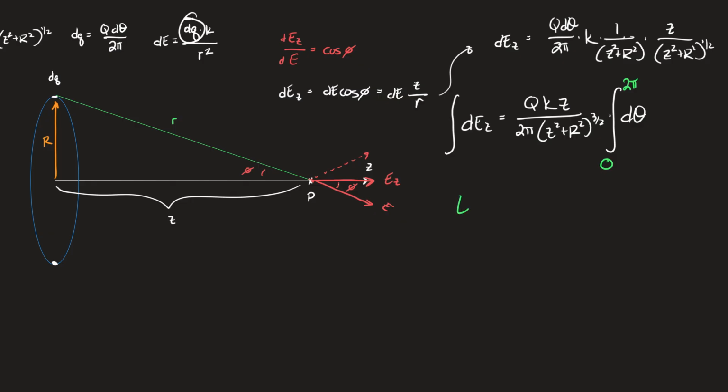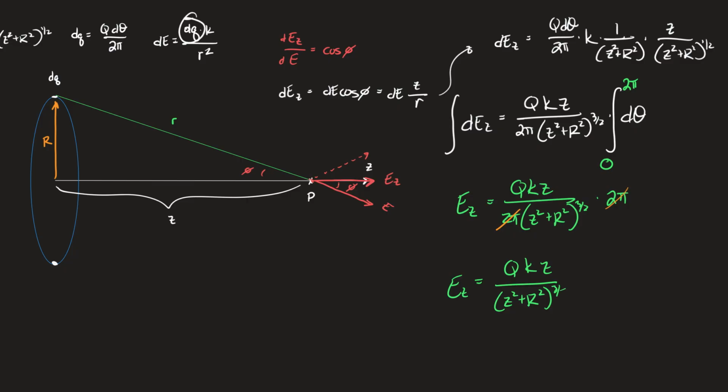Well, that means E in the z direction, which is the total electric field, equals q k z over 2 pi times pi. So now the 2 pi's cancel, and we get, as our final electric field, E in the z direction, q k z over (z squared plus r squared) to the 3/2, which ends up being exactly the same as our 2-point charges.